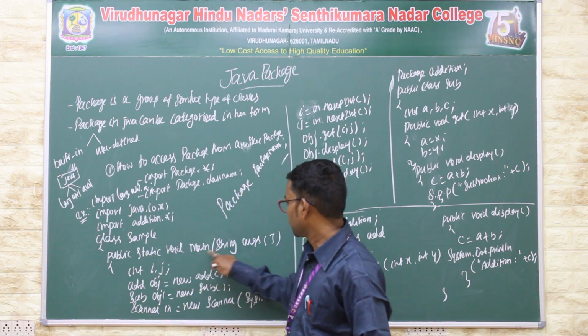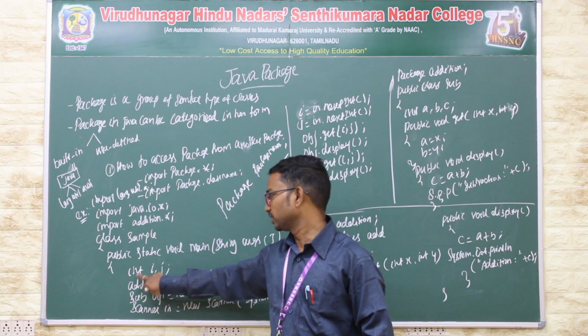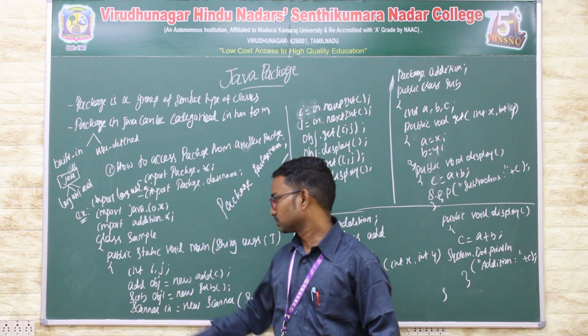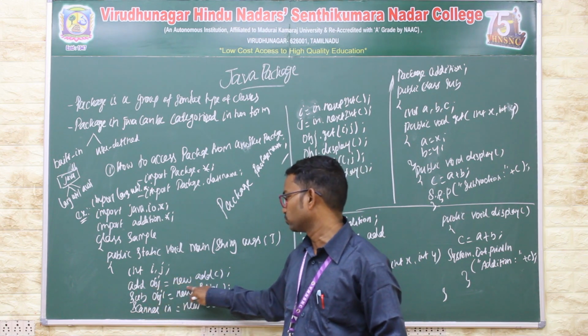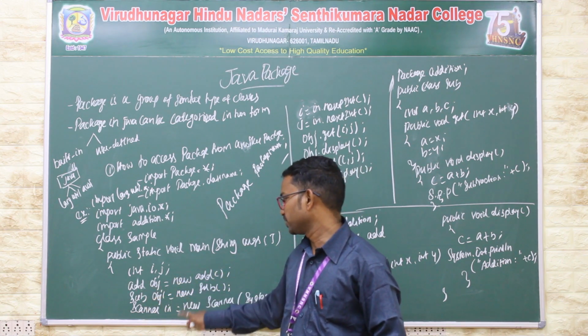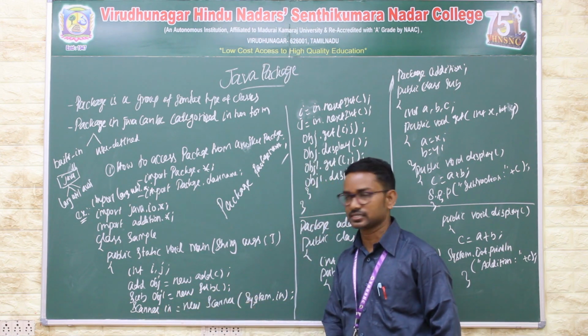Public static void main, String args. This is the main method. It declares two variables, int i, j. Add and Sub classes are used to create objects: Add obj equal to new Add, Sub obj equal to new Sub. Scanner in equal to new Scanner(System.in).